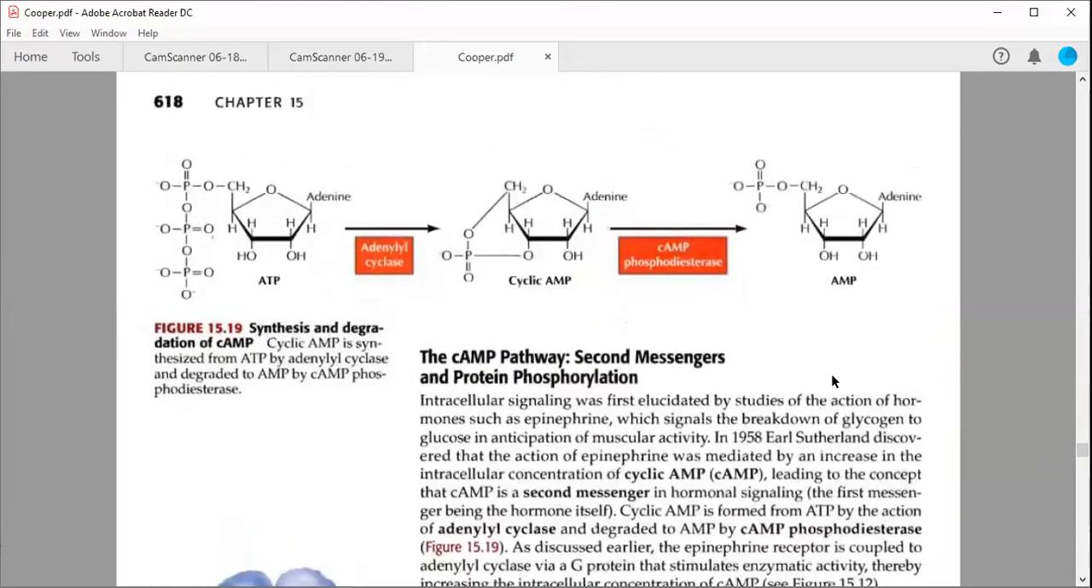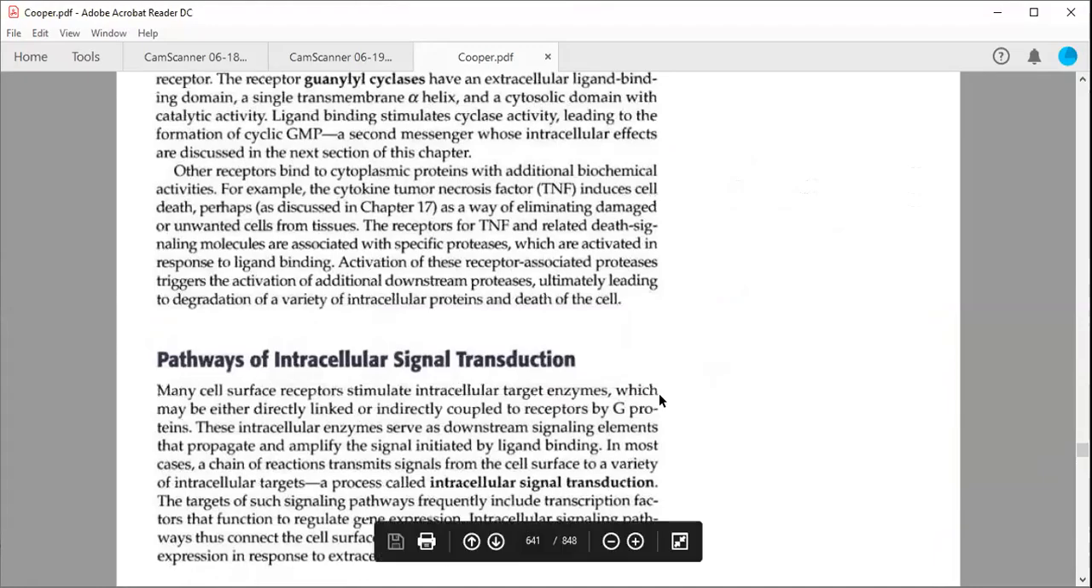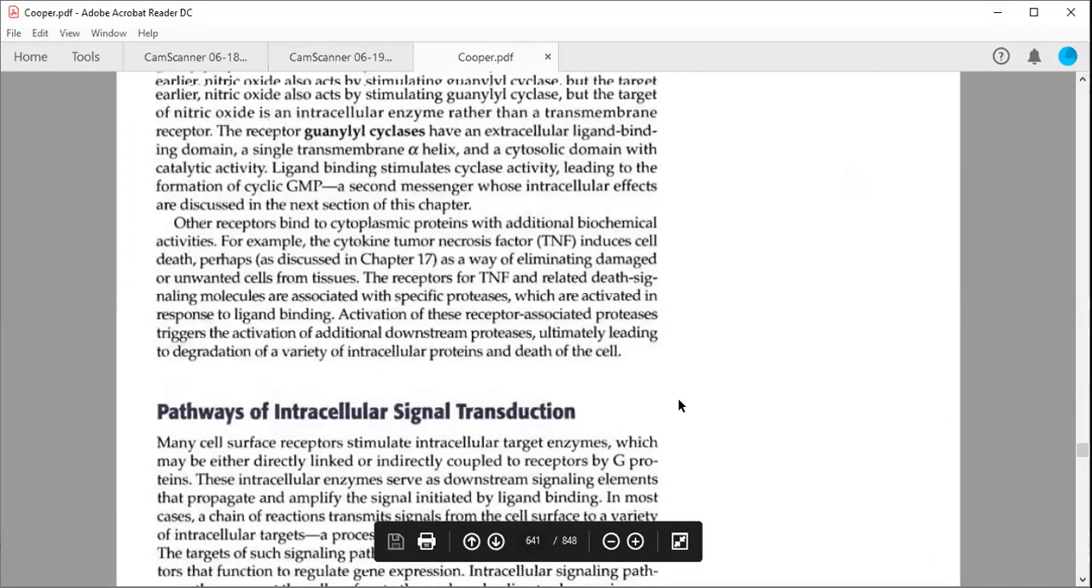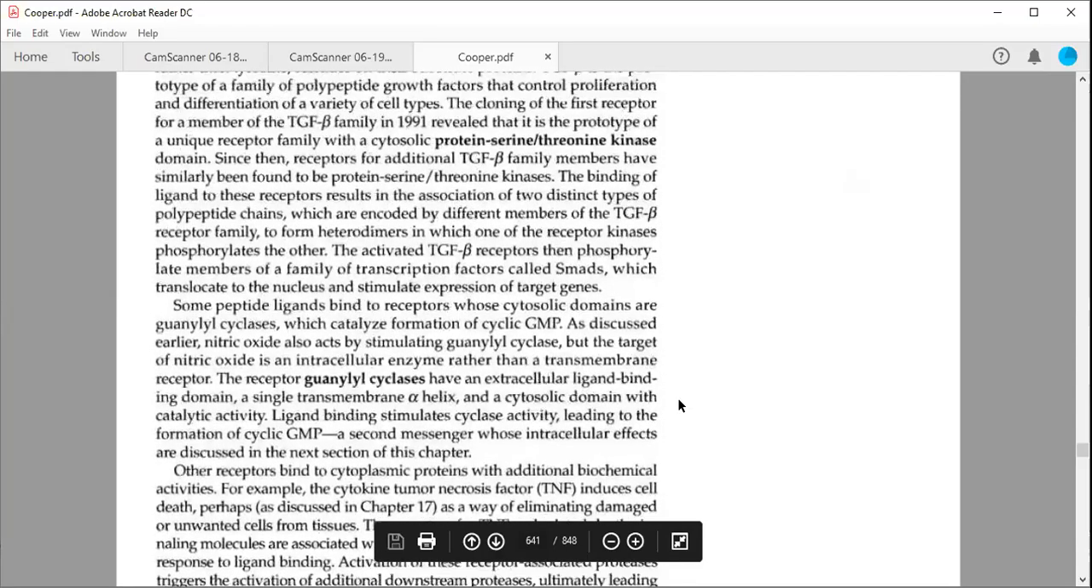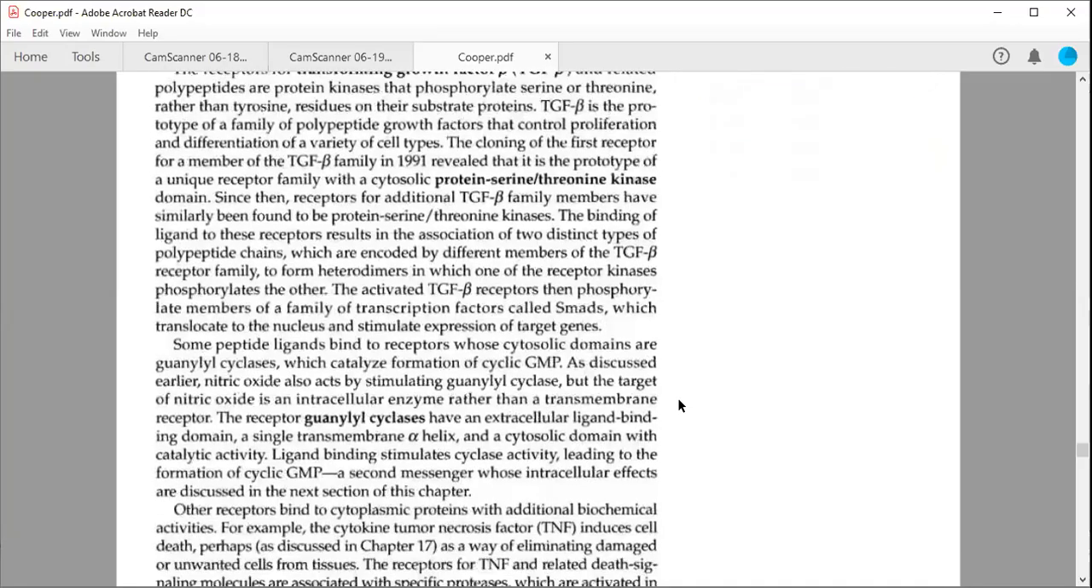Now again, after two or three pages, the GPCR signaling is given in your book, Cooper. You can find it from here. The page number is 641 according to this, and if from the book, I tell you it is around 617, exactly.